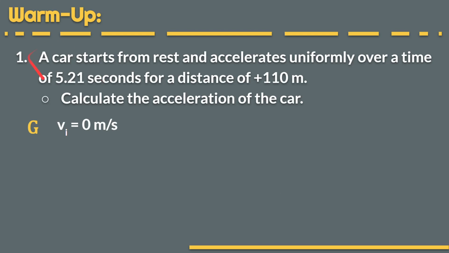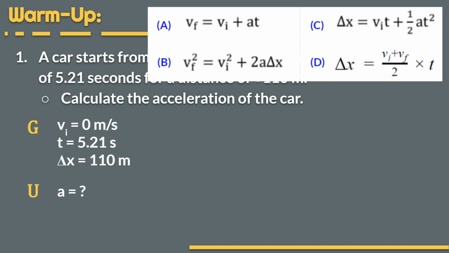Starts from rest means my initial velocity is 0, and accelerates uniformly over a time of 5.21 seconds for a distance of 110 meters. So I am given initial velocity, time, and delta x, my displacement. With that information, the unknown I'm trying to calculate is acceleration. So those are the variables that I'm looking for in those equations. And there were 4 equations that we looked at. These are them.